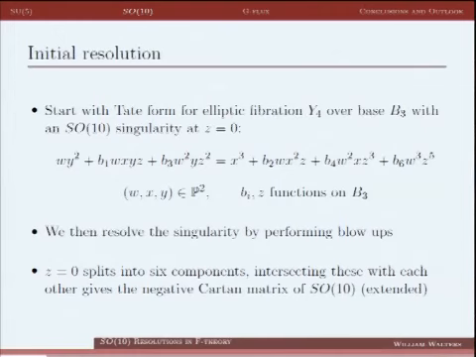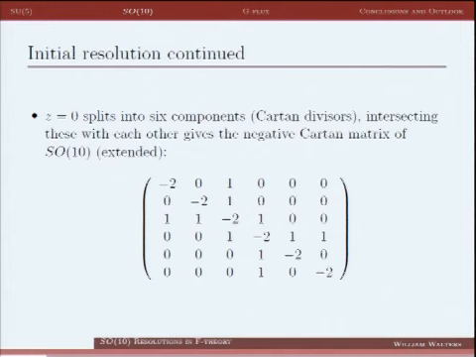We then resolve the singularity by performing blow-ups, and we end up with a smooth fibration. And in the process of resolving, the singular locus z equals 0 splits into 6 components. And if we intersect these components with each other, we get a nice matrix of intersection numbers, and we immediately recognize this as being the negative Cartan matrix of SO10, so we have indeed got an SO10 singularity.